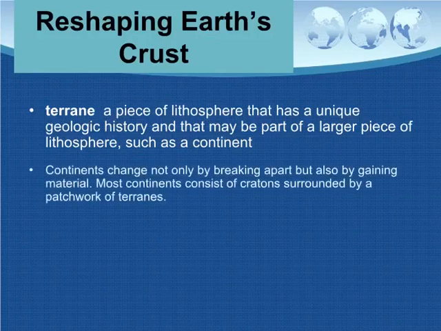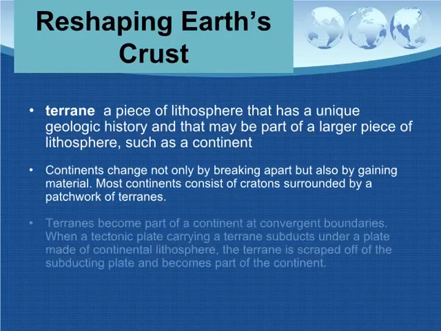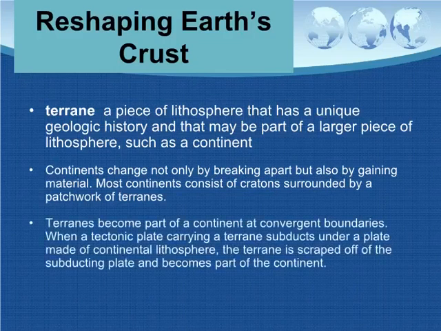Continents change not only by breaking apart but also by gaining material. Most continents consist of cratons surrounded by a patchwork of terrains. Terrains become part of a continent at convergent boundaries. When a tectonic plate carrying a terrain subducts under a plate made of continental lithosphere, the terrain is scraped off of the subducting plate and becomes part of the continent.